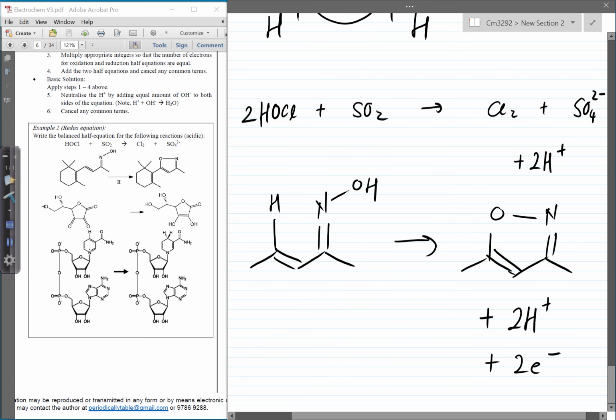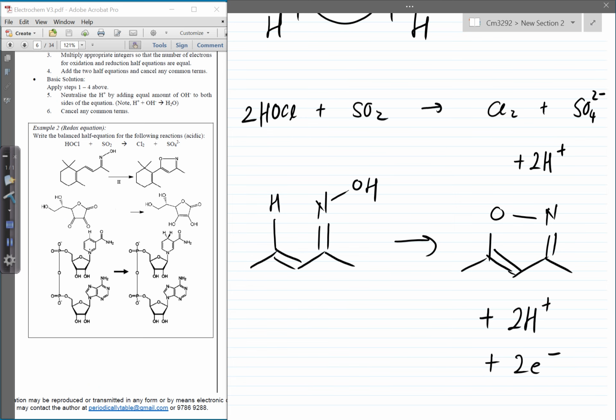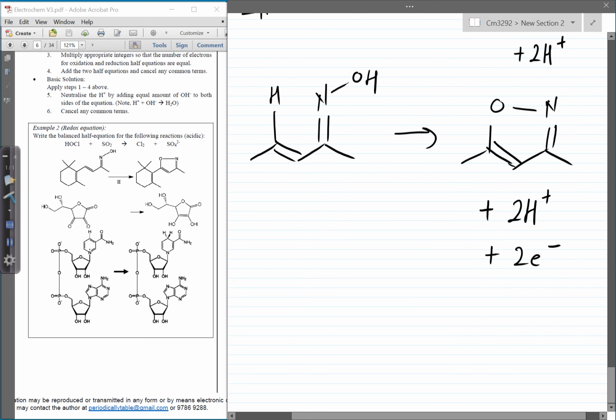So can you try the third one and the fourth one? The fourth one, as bio students, you shouldn't have a problem, right? You should know what the fourth one is. It is your NAD plus becoming your NADH, correct? If you can recall the equation, good for you. If not, then you just have to apply method 1.